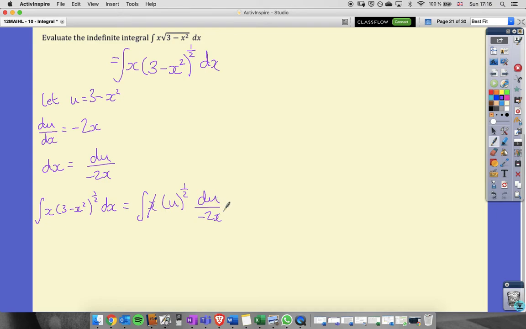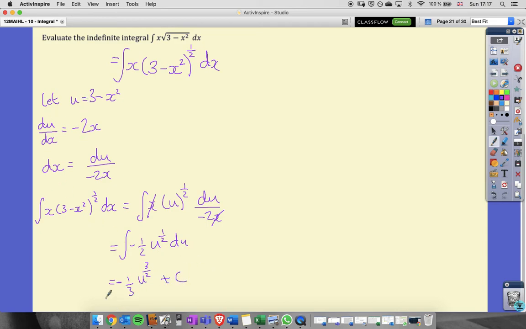Okay, great, my x's have cancelled. I've still got this dividing by negative 2, but that's okay. If you want, you can rewrite it if that makes it a bit easier for you at this stage. Just moving that to the front. And of course we can integrate this now. I'm going to increase the power by 1, so I'll get 3 over 2, and I'm going to divide by my new power. Divide negative a half by 3 over 2. That makes negative 1/3. And of course we have plus c.